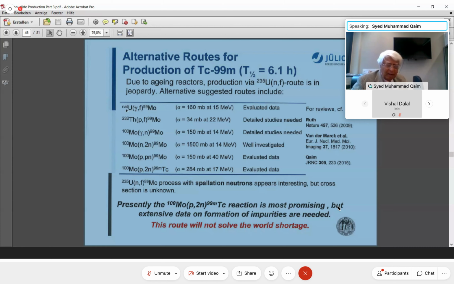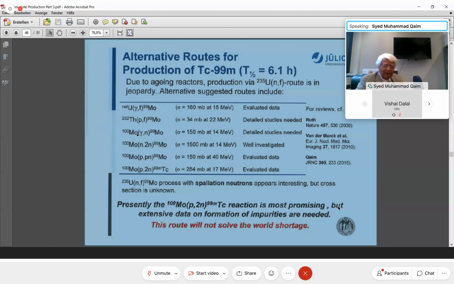No question of danger, no question of proliferation, because the uranium is not highly enriched uranium-235, but natural uranium. But the cross section is low, so the yield will not be high. So this has been dropped. Next could be protons on thorium. If you have protons on thorium fission, some of the cross sections are known, but detailed studies are needed. Anyway, making an accelerator with such protons, the cross section is not very high, 34 millibarns. So the yield will again not be very much.